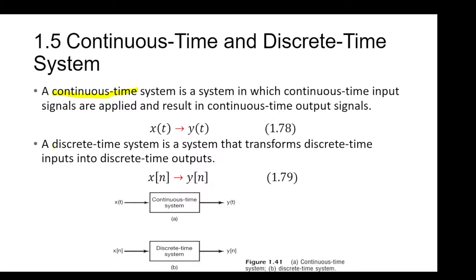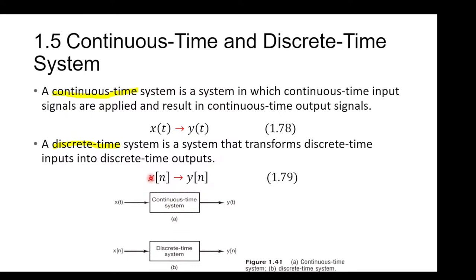A continuous time system takes a continuous time signal to another continuous time signal: input continuous time, output continuous time. A discrete time system has discrete time input and discrete time output. Not too much here, it's just notation. We always use the same small arrow symbol for both, and we describe the system by describing the relationship between the input and the output signal.